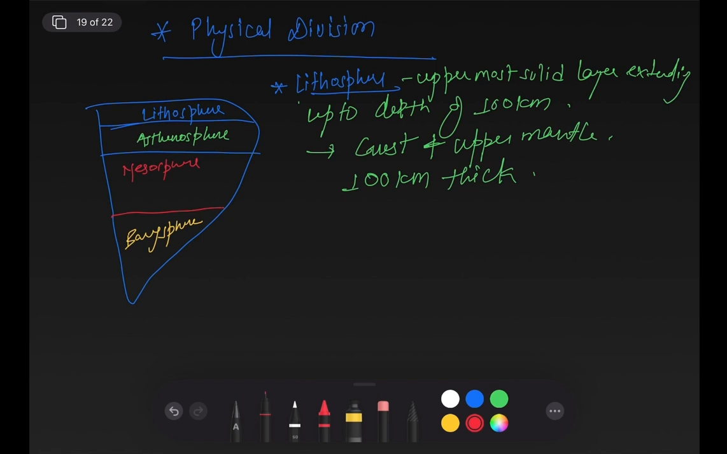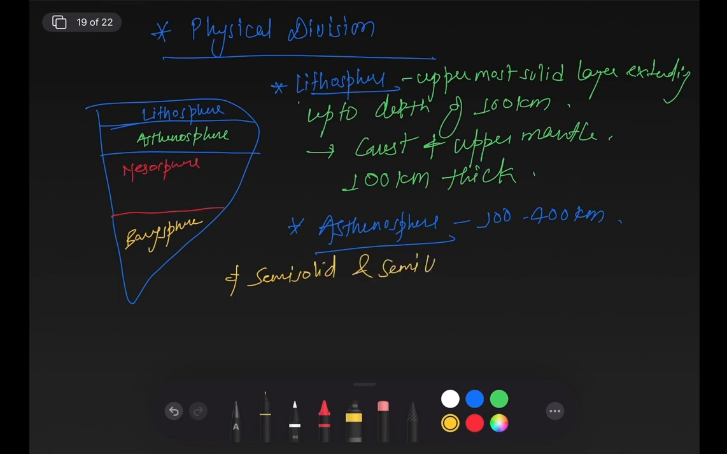Then second is asthenosphere. Asthenosphere extends from about 100 to 400 kilometer. Asthenosphere is semi-solid and semi-liquid in nature, which undergoes deformation under pressure.